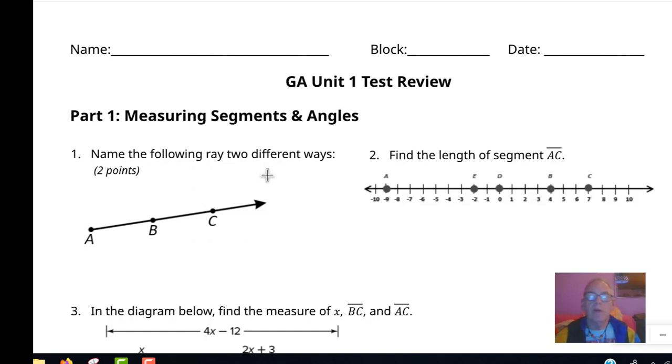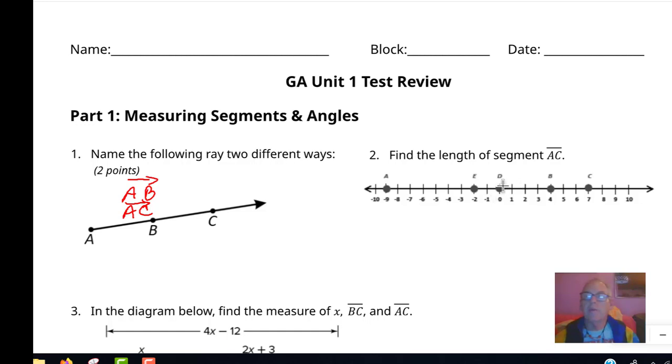We want to name the following ray in two different ways. So the ray starts at A and heads through B and C and keeps on going forever off to the right. So the starting point of the ray needs to be A. We can talk about ray AB or ray AC, both naming the same ray.